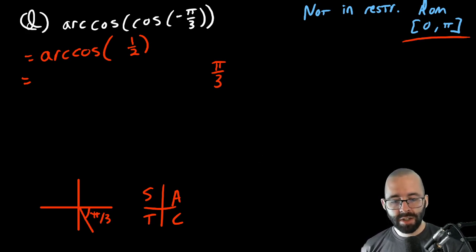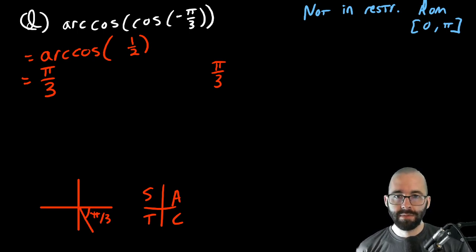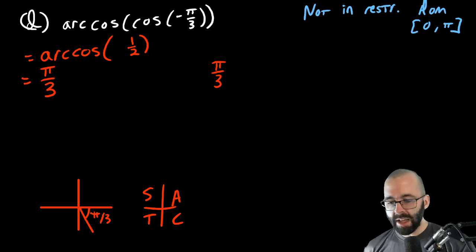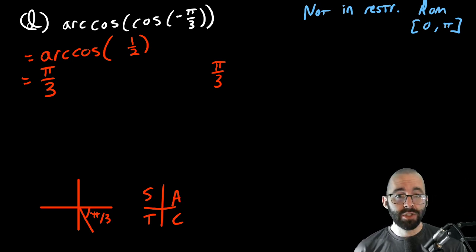Is pi over 3 in the restricted domain? Yes. Does it give us positive? Yes. Then arc cosine of 1/2 is just pi over 3. You can check that with the calculator. It'll check out. All right, or likewise, you could say, it's not in the restricted domain, so what angle in the restricted domain gives us the same values?